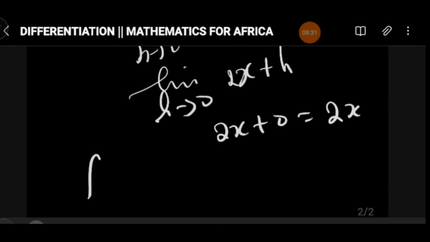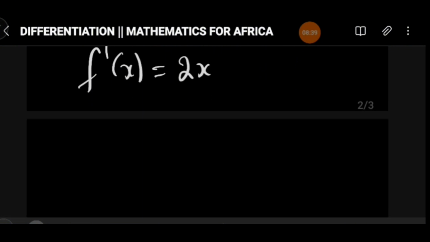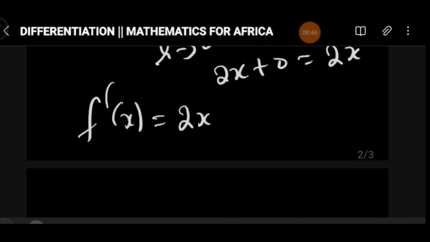So indeed we have found that our f prime of x is equal to 2x, that the derivative of f of x is equal to 2x. And now what you have to know again with this is that you are just getting the slope of a line, that is the slope of that curve. Now, what if we are asked to find the slope at the point (2, 4)?